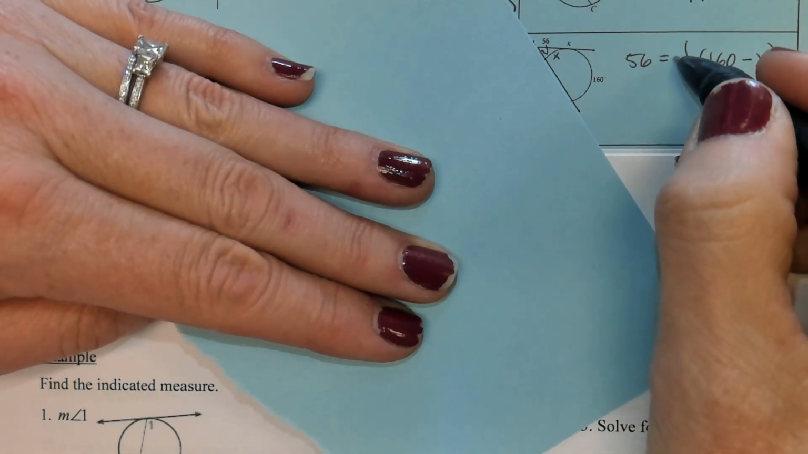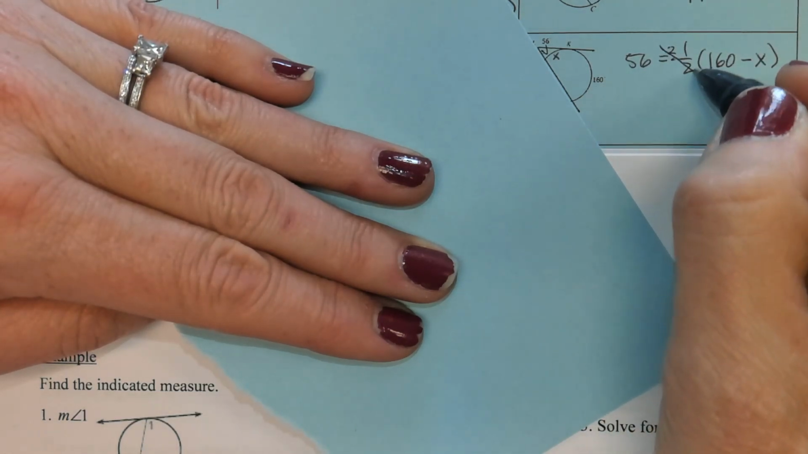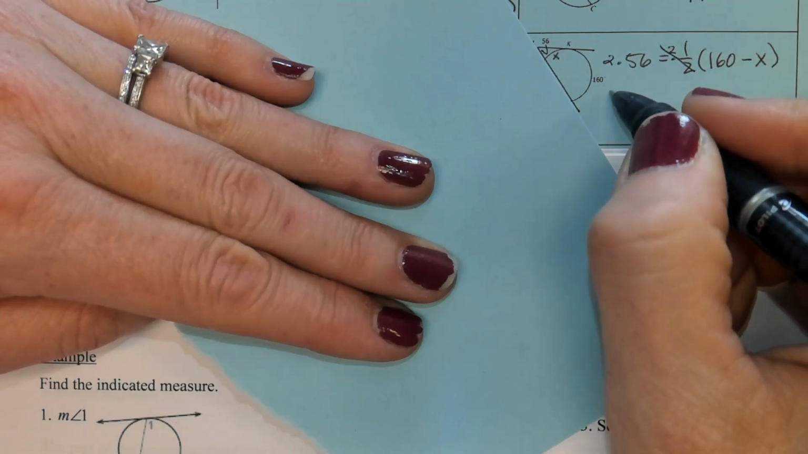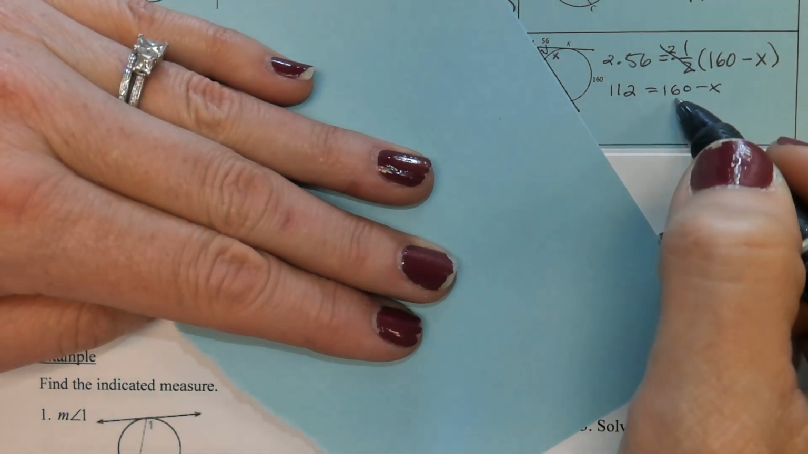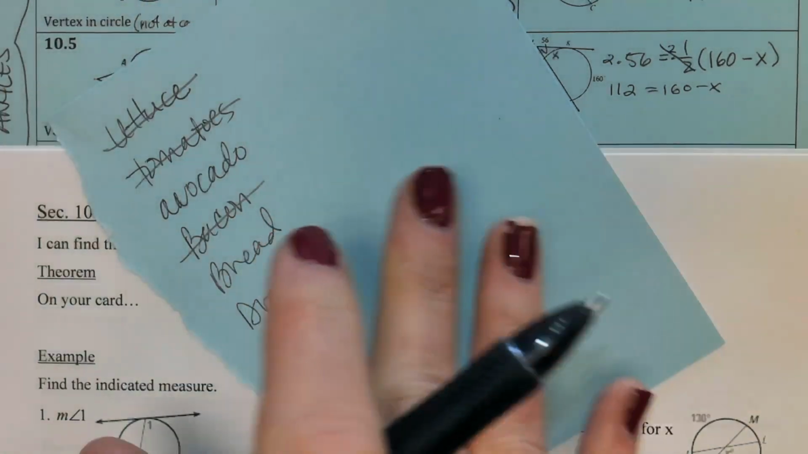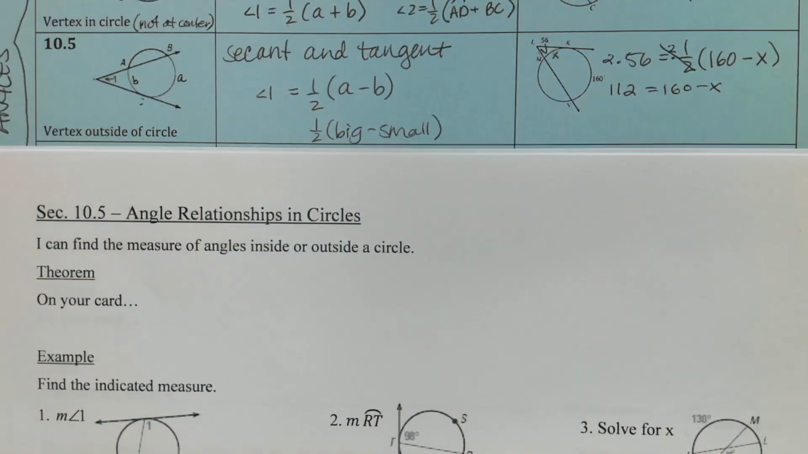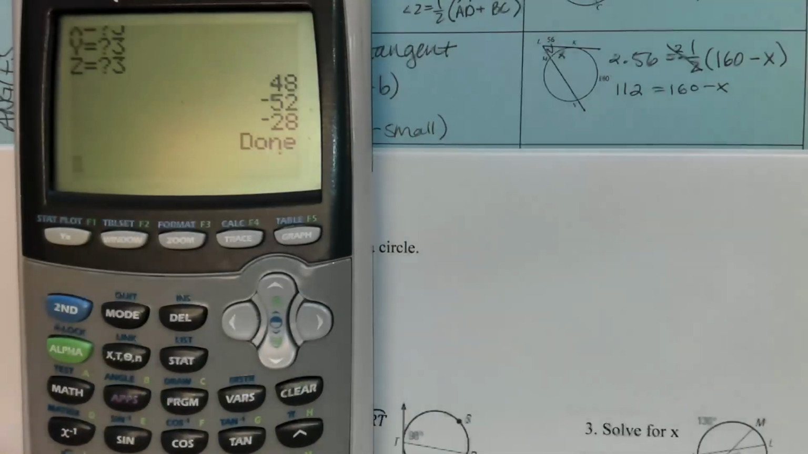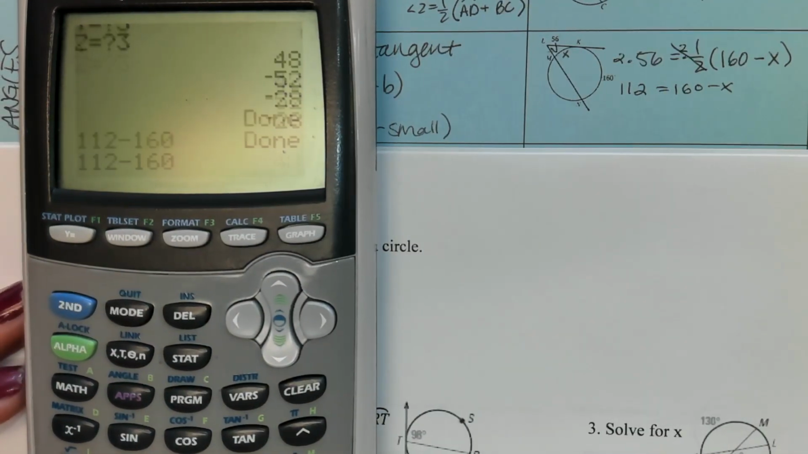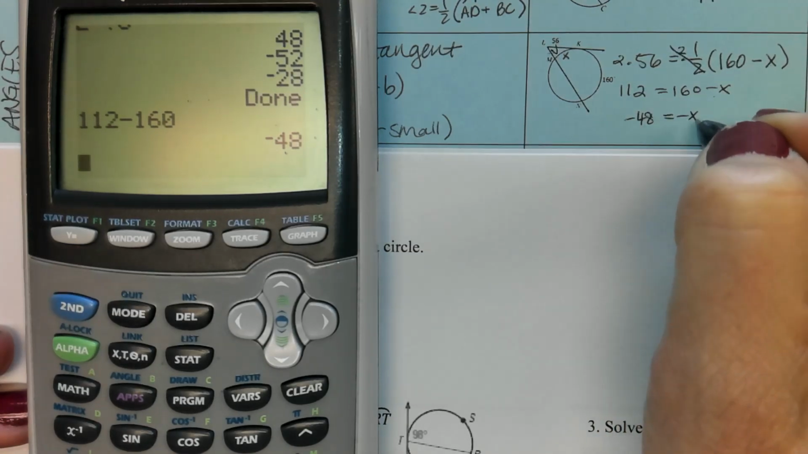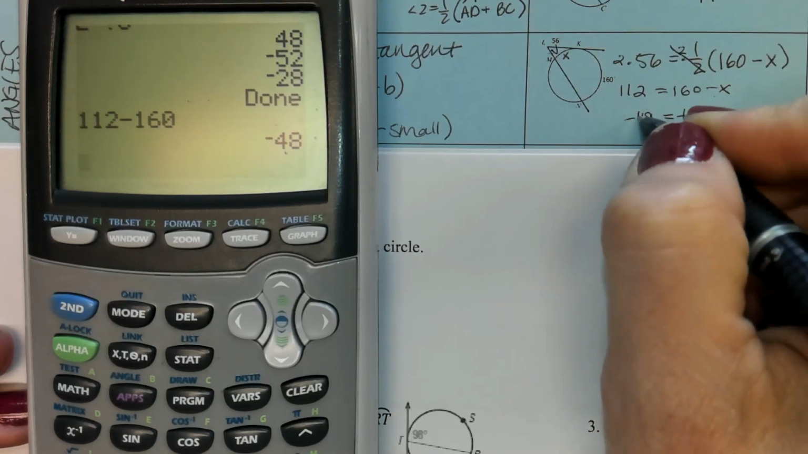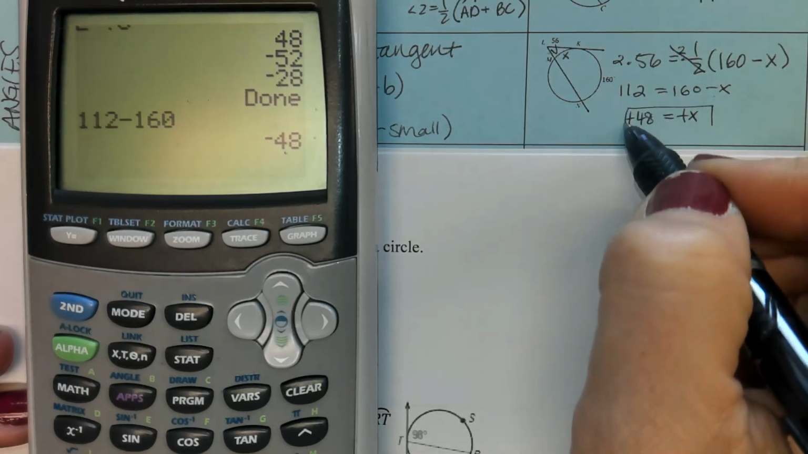The fast way to do it is to multiply by 2, because that gets rid of the 1/2. So I got 112 equals 160 minus X. And then you'd probably subtract the 160. What you're not going to like is that it's going to come out negative. So 112 minus 160 gives us negative 48. But if you look, your X is also negative. So all we have to do is get rid of that negative on both sides. So my X is 48.